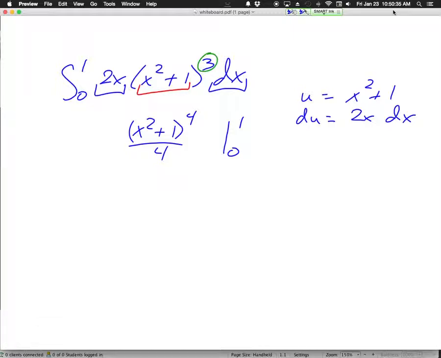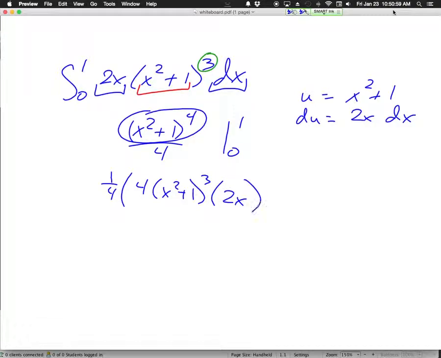What can I do at this point to make sure I did x squared plus 1 to the fourth power over 4 correctly? Take the derivative of it, and what should I get? What I started with. So if I take the derivative of this, I'm going to leave the 1/4 there. And now I want to take the derivative of that, so it's going to be 4 times x squared plus 1 to the third times 2x. The 1/4 and 4 cancel. Is that what I started with? Yes.